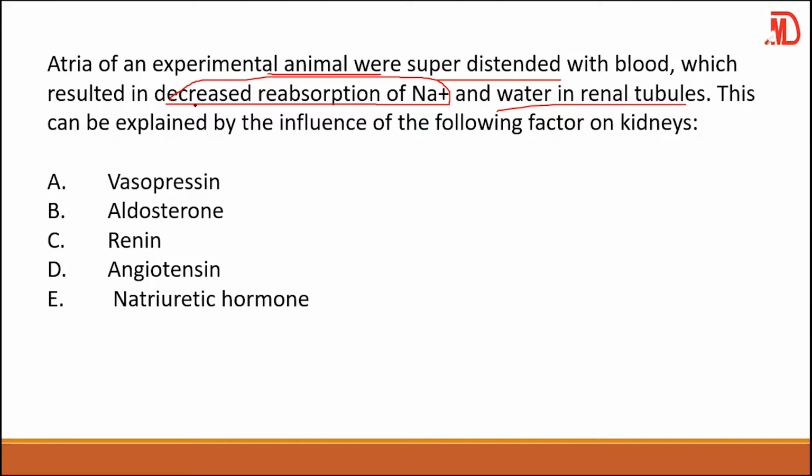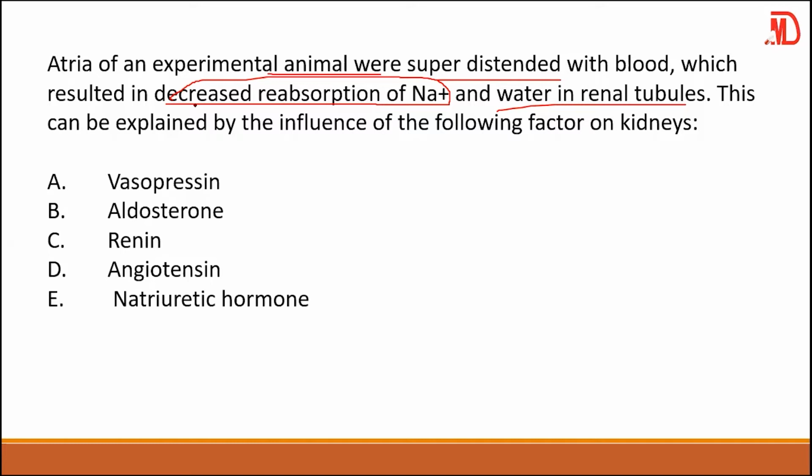So that means it is excreting sodium and water. So what comes to mind? Definitely you're thinking about natriuretic hormone. Natri means sodium. Uretic means excretion via the urine. So we are looking at natriuretic hormone, or atrial natriuretic peptide, which is the same thing. That is ANP, atrial natriuretic peptide.